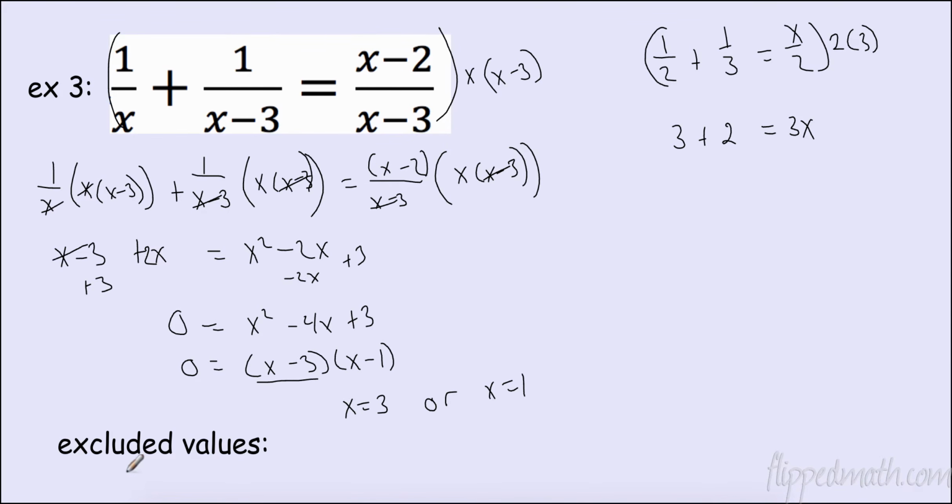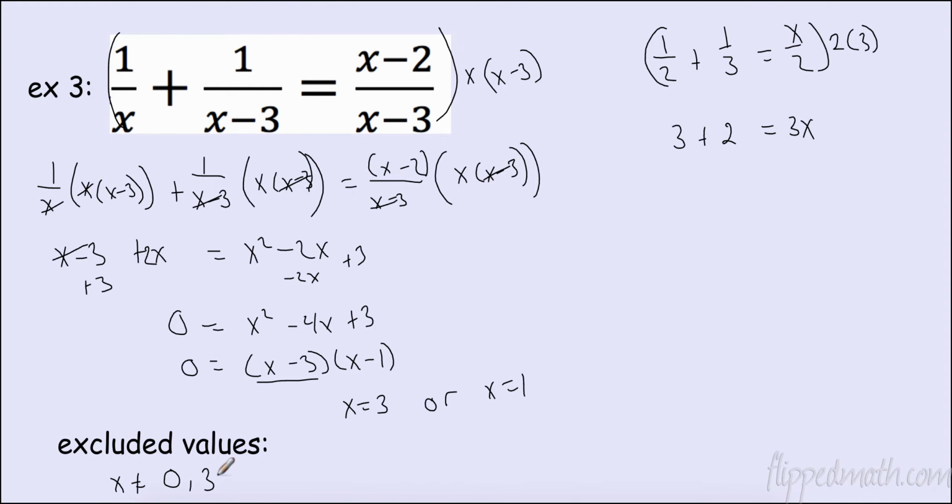Oh, but we need to see our excluded values. On this one now we have multiple ones. On the bottom here is x, so this is easy. What number cannot equal 0? 0. All right, so x cannot equal 0, and what else? What would go in here to make the bottom 0? I would plug in a 3. 3 minus 3 would be 0, so x cannot be 0 or 3.